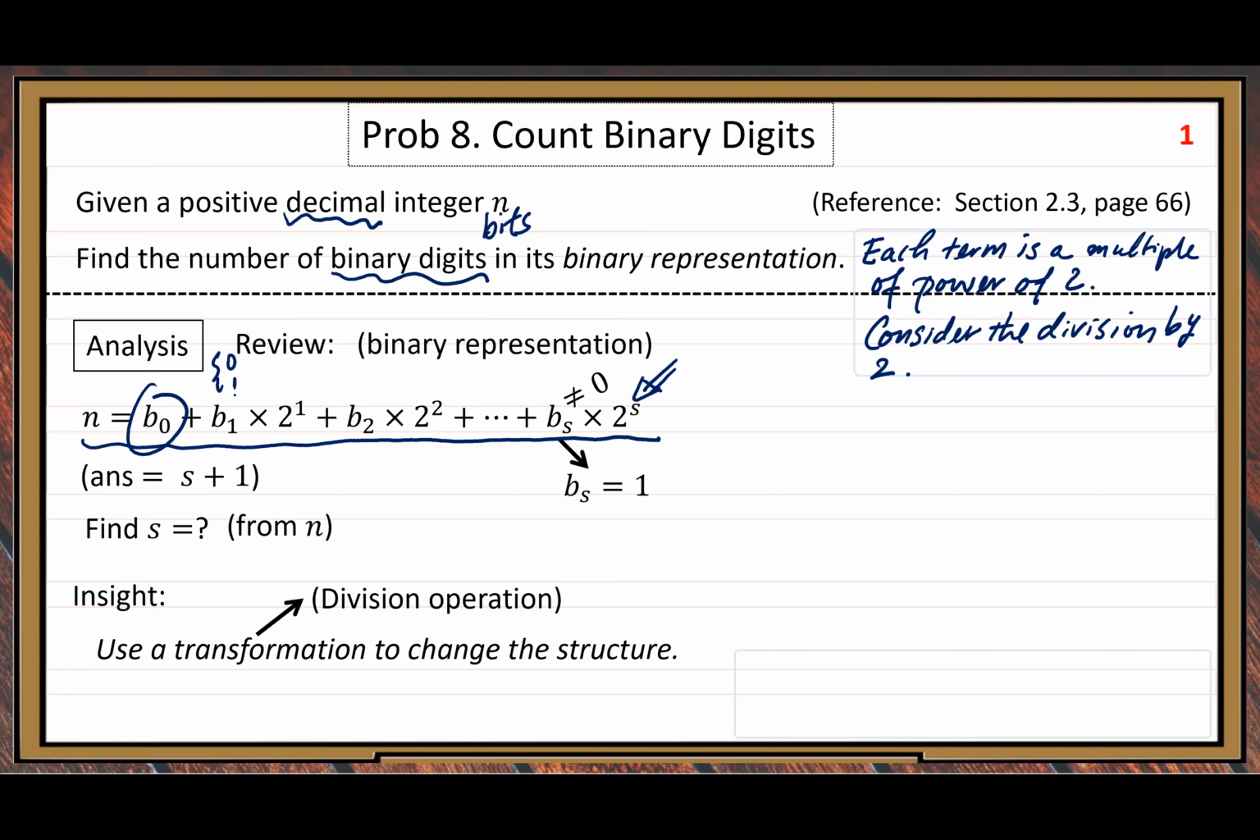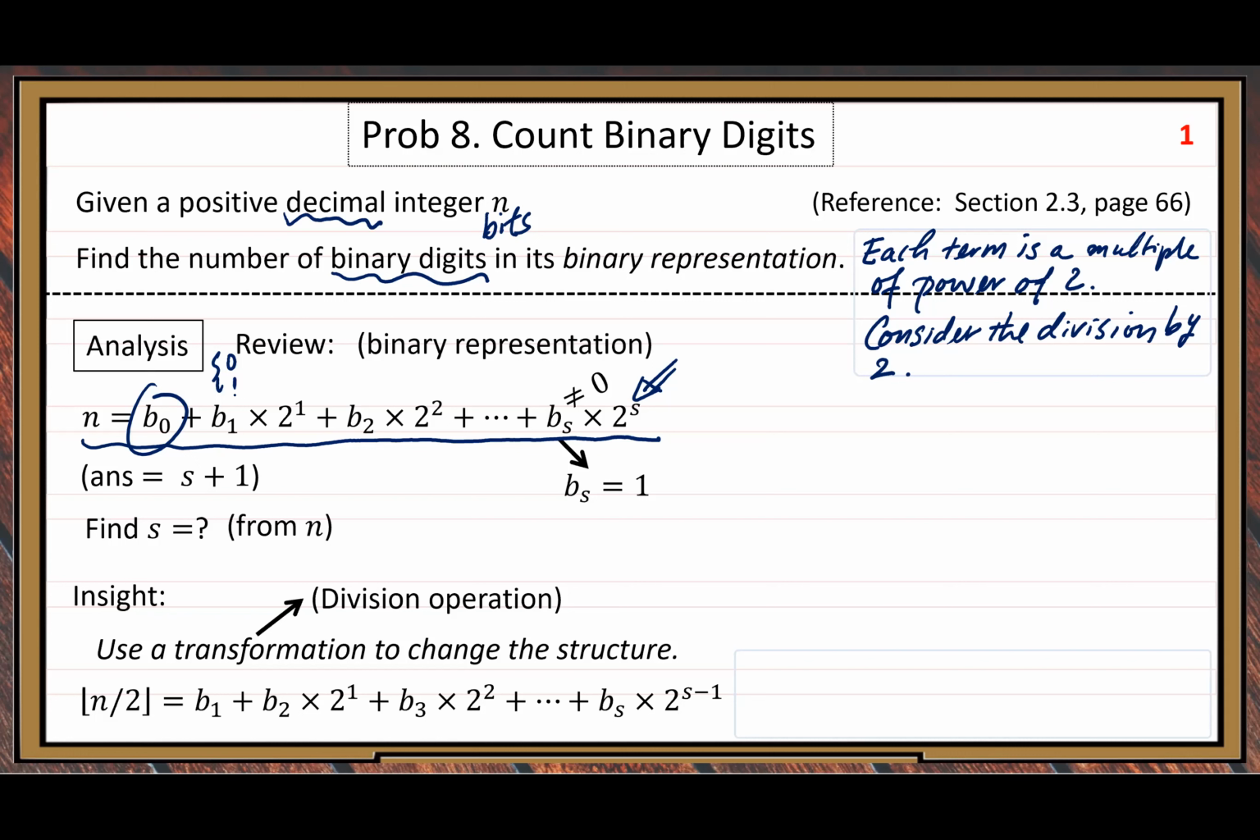So with this observation, now let us do division by 2 on both sides. The left-hand side, we need to take the floor function because we only want to get an integer expression. And on the right-hand side, you can see the B0 term is gone. No matter whether it's 0 or 1, after integer division by 2, that term is gone.